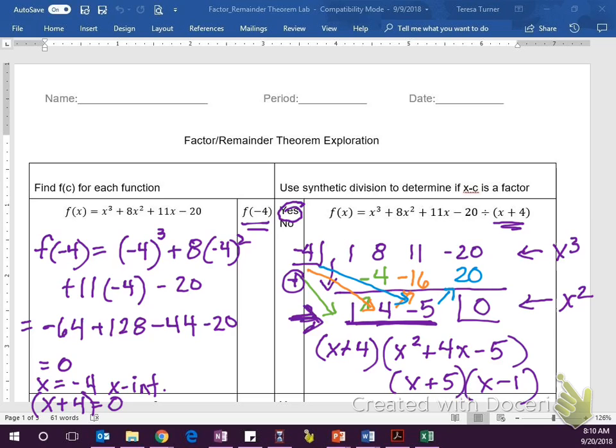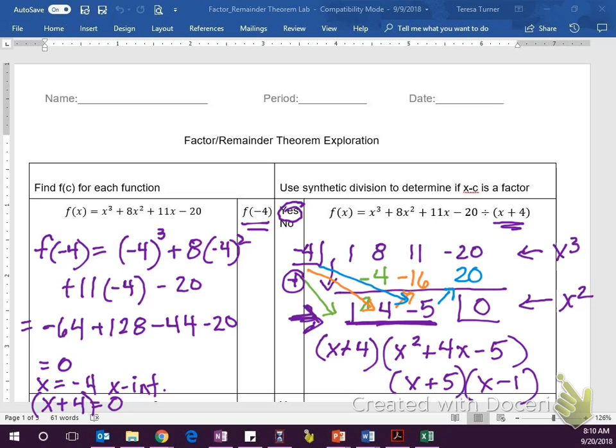I have one more question. If the quadratic is prime, does that mean there's only one x intercept that's rational? That's rational, because it may have an irrational one or it may have complex ones.